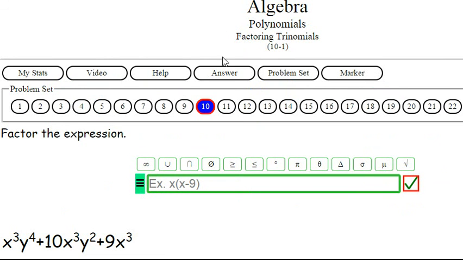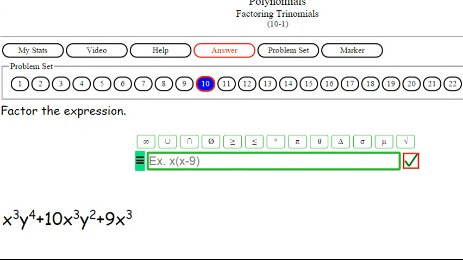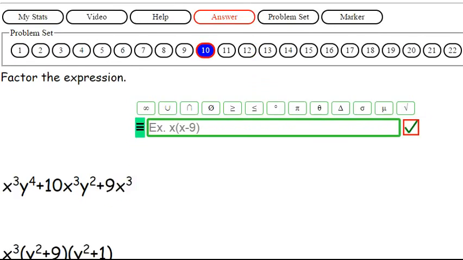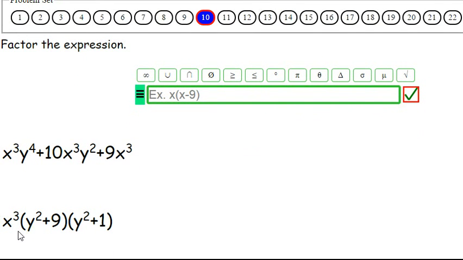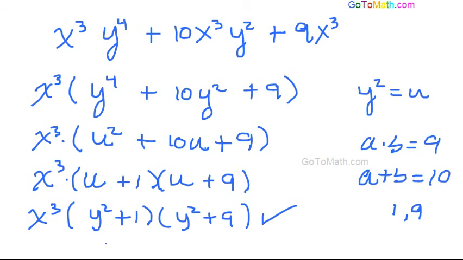Alright, let's take a look at what the answer shows. y squared plus 9. Okay, so x cubed, y squared plus 9, y squared plus 1. And of course, I would write those in a different order as usual, but it's all the same.